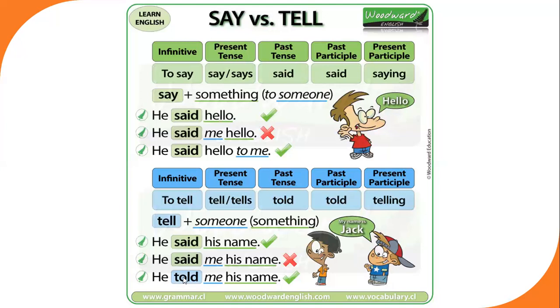In this case, he told me, he told his mom, he told his friend, she told her classmates her name or her job, whatever. And said is only decir. He said hello, he said his name, él dijo su nombre, él dijo algo, right? And tell or told is for someone. Él le dijo a alguien algo.